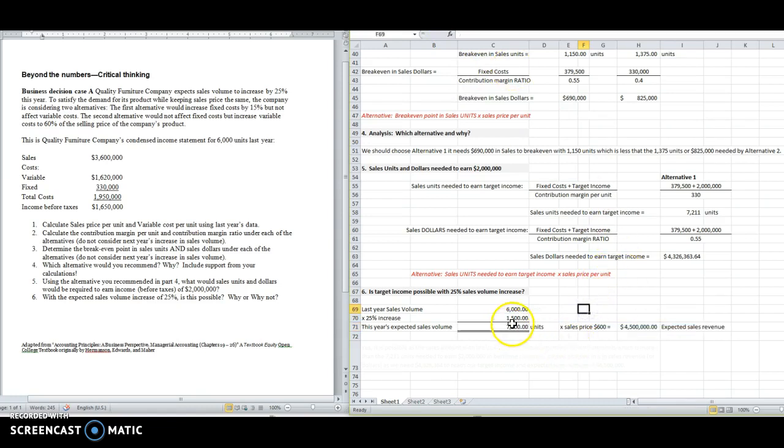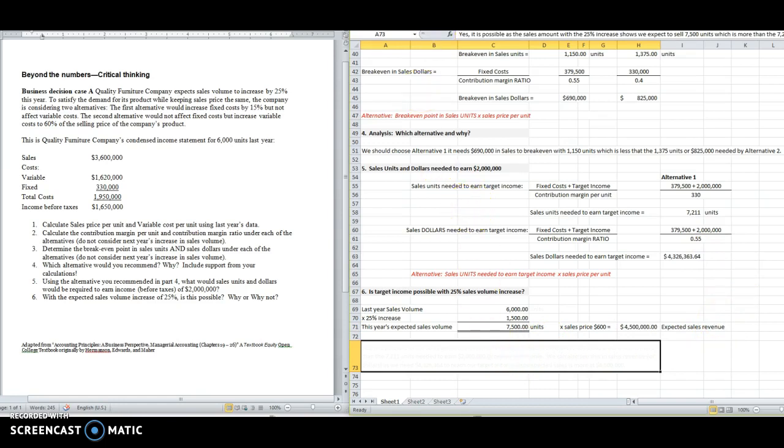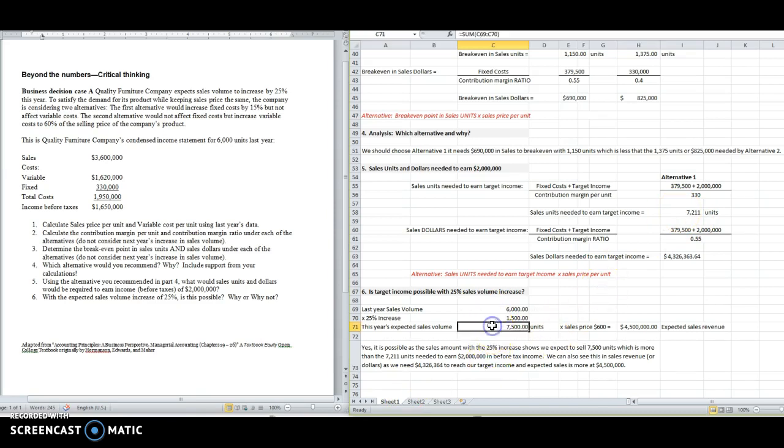If I multiply that sales volume by $600, I get $4.5 million in expected sales revenue. So that is fantastic news, because this is $4.5 million, and I would need $4,326,000 in order to make $2 million of net income. So, yes, it is possible, because I need 7,200 units approximately, and I'm expecting to sell 7,500 units. So I'm in good shape to make even more than $2 million of before-tax net income.